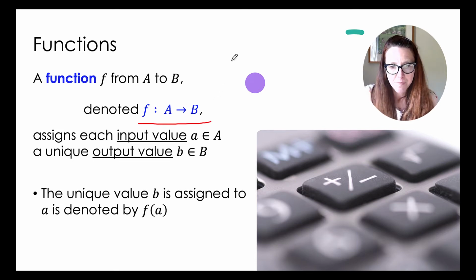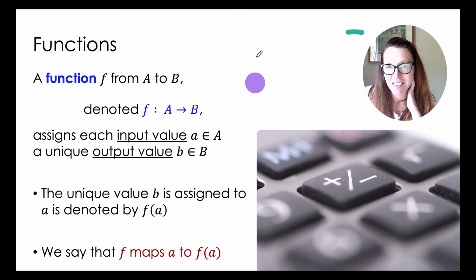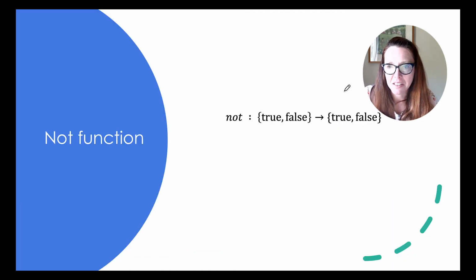We say that f maps A to f of A. It maps A to B. We say that f maps A to f of A. It applies a function that takes a value from our initial set, and a unique output value is defined based on that input A, and it takes it from A to f of A. So we'll see what that looks like.